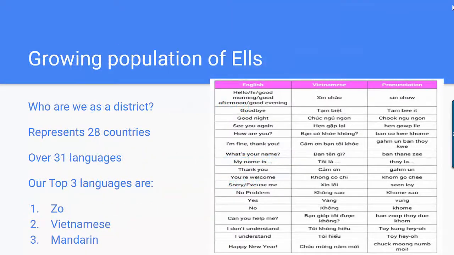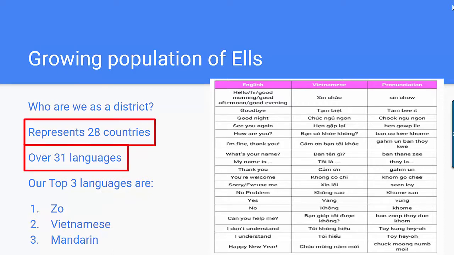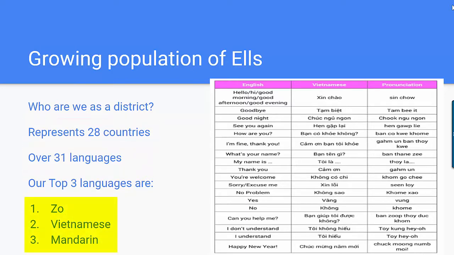We have a growing population of students in our district. Currently, our population represents about 28 countries, over 31 languages. And in general, our top 3 languages are Zo, which is a dialect of Burmese, Vietnamese, and Mandarin.